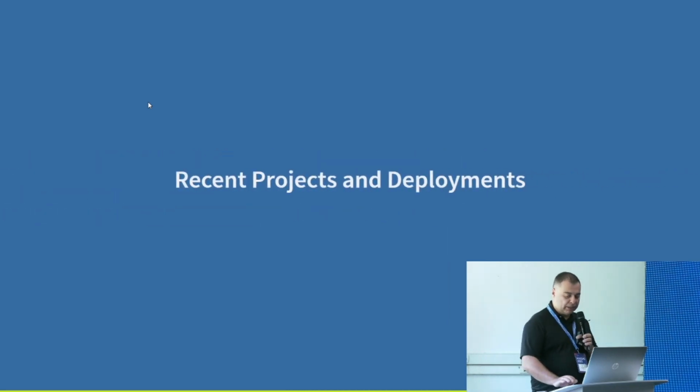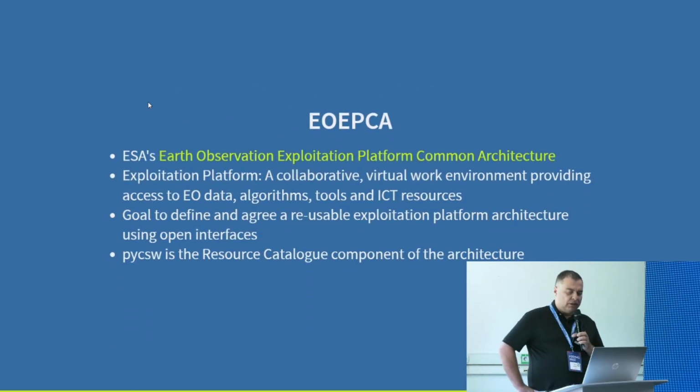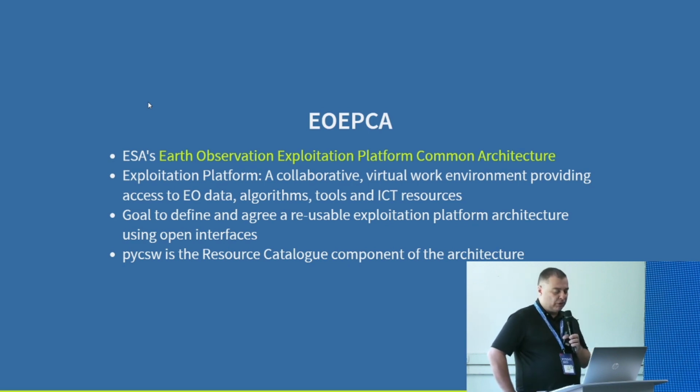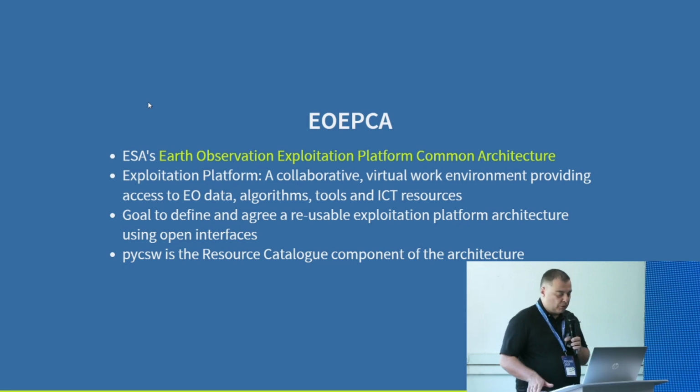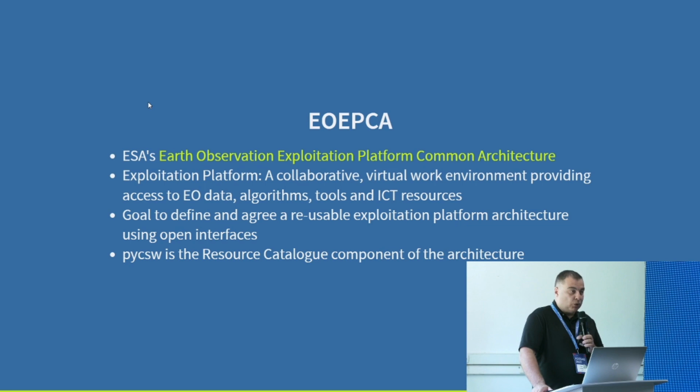Recent projects and deployments. ESA's Earth Observation Exploitation Platform Common Architecture, EOEPCA, is a collaborative virtual work environment where you can access and work with EO data, algorithms, and tools. Part of that project involves what's called a resource catalog, where all the metadata about collections and scenes and so on is provided, which is then made available for search. So pycsw is powering this tool. It's a reference implementation of this EOEPCA architecture, and pycsw is used underneath.